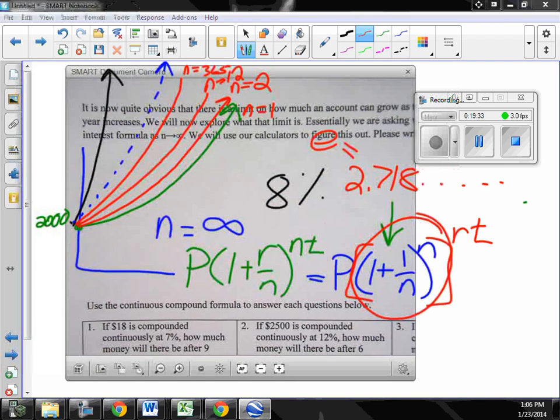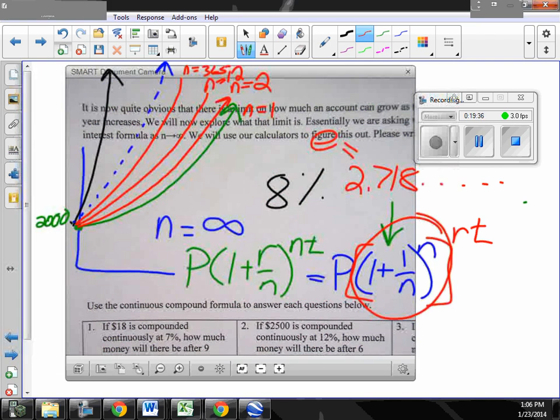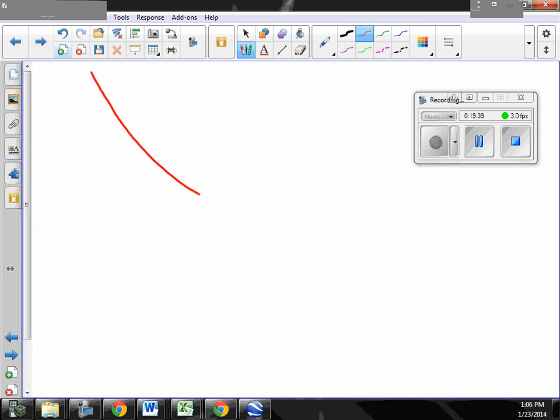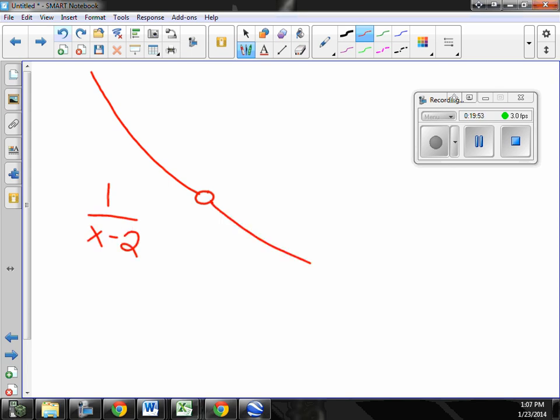Well, there's a good way to explain it. Let's say that we had a graph that had an open circle at the end. And let's say that this graph is like 1 over x minus 2. Okay? So there's this gap, because if I plug in 2, I get 1 divided by 0, which is undefined. So there's a gap at x equals 2, right?